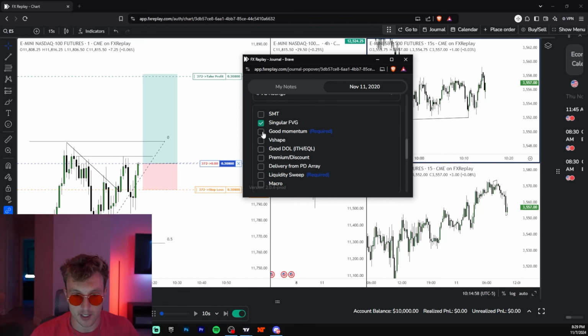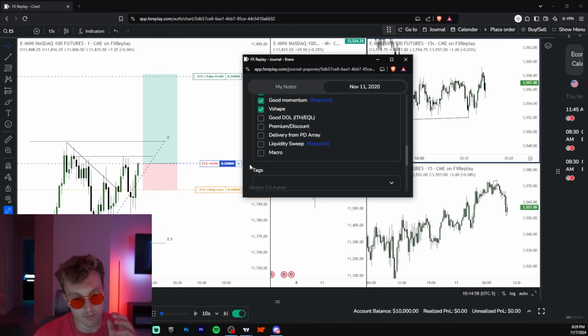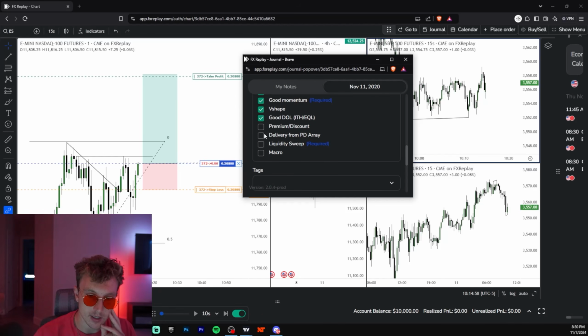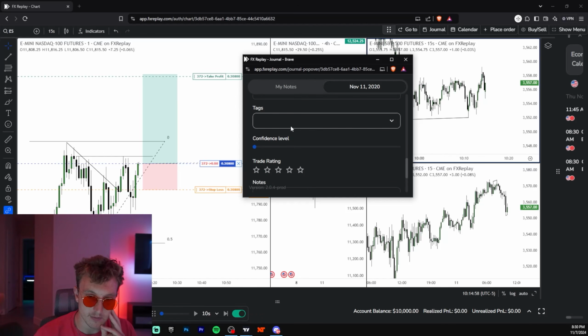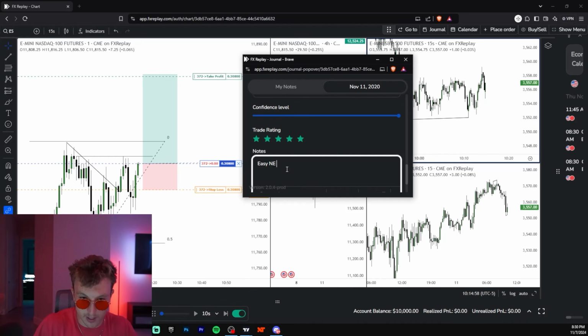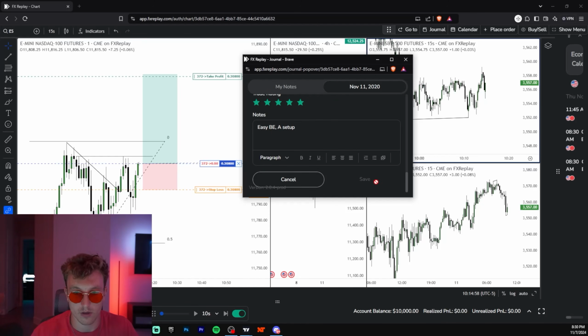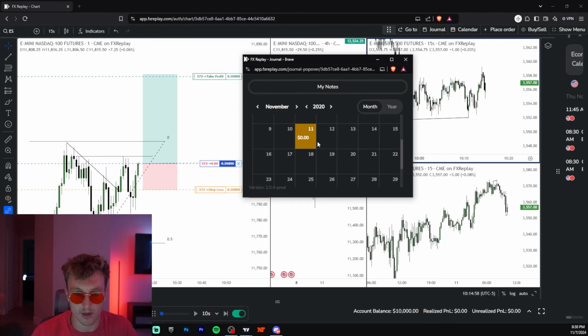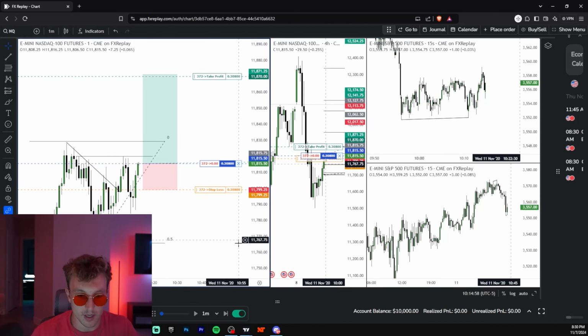So singular fair value gap, yes. Good momentum. I would say, yeah, this is V-shape. There's no liquidity sweep. So I don't know. I probably shouldn't require this because this is still a good setup in my opinion. Good draw on liquidity. Not in premium discount. Not during a macro. Not delivering from anywhere. Confidence level, I'm super confident though. Easy break even. A setup again. Dude, it's got to have a liquidity sweep, doesn't it? Oh well. Okay, let's play out the trade.